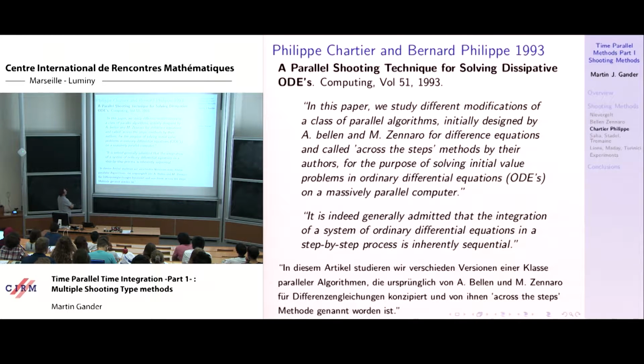For difference equations, and called across the steps method by their authors, for the purpose of solving initial value problems in ordinary differential equations on a massively parallel computer. It is indeed generally admitted that the integration of a system of ordinary differential equations is a step-by-step process and is inherently sequential. So again, you see somehow there is no parallelism in this type of problem. The funny thing is this article appeared in a journal where they have a German abstract. It's a former German journal which still had German abstracts.